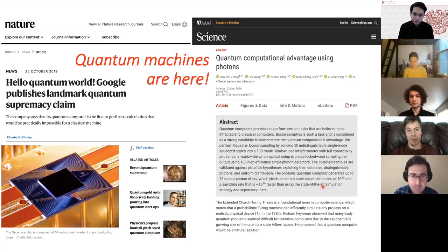And as recently as last week, another group from China announced an even bigger breakthrough, where they claim to have done a computation on a boson sampling problem on a quantum computer, which would take a classical supercomputer more than 500 million years to perform. So this is a point where we really need to start thinking seriously about quantum machines and the software for them. So the question is, what can we computer scientists do about this?